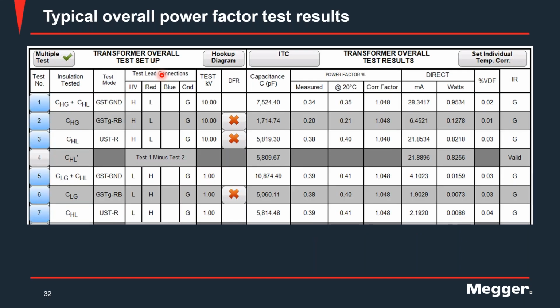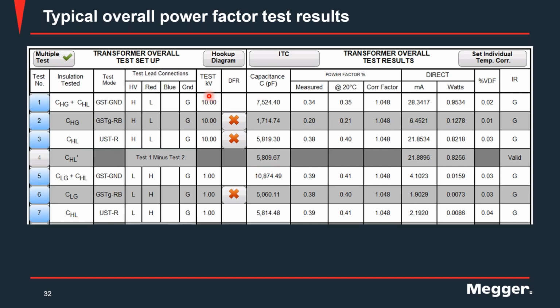Let's look at some typical test results now. These are the overall test results. Here you can see that it basically shows you 7 rows. Rows 1 to 3 show you the measurements done on the high side. Rows 5 to 7 show you the measurements done on the low side. The row number 4 is just a mathematical validation of the test results.